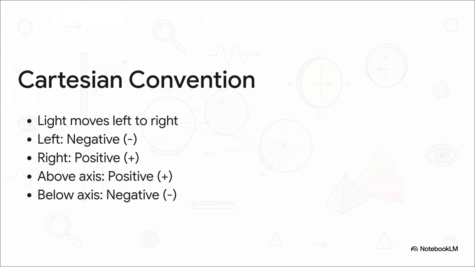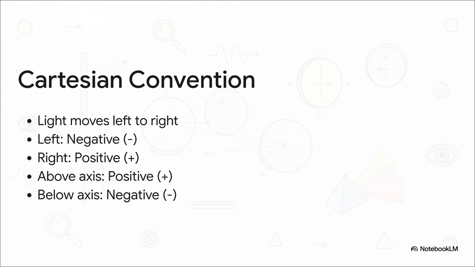Enter the Cartesian sign convention. It's actually super intuitive if you just picture a standard math graph. Rule 1, incident light always moves from left to right. Because of that, any measurement to the left of the instrument is negative. Anything to the right, moving with the light, is positive. And just like your standard graph, anything above the principal axis is positive and below is negative.